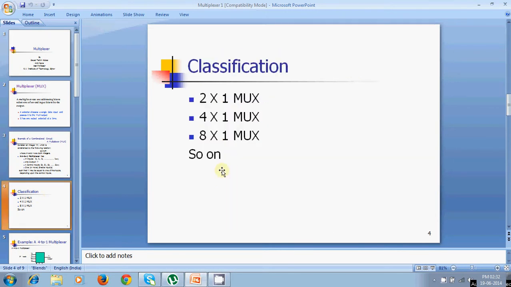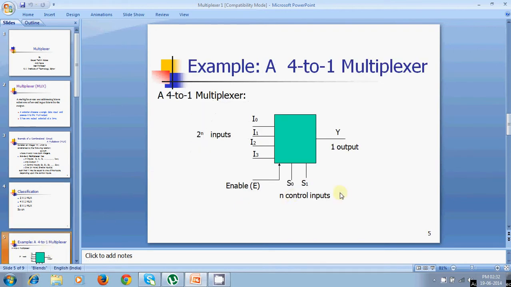Classification of multiplexer: depending upon the number of input lines, the multiplexer may be 2:1, 4:1, 8:1, and so on. Now we will take an example of a 4:1 multiplexer. A 4:1 multiplexer, as the name indicates, is a multiplexer which has 4 inputs, I0, I1, I2, I3, and 2 select lines, S0 and S1, as from the relationship m equals 2 raised to the power n.